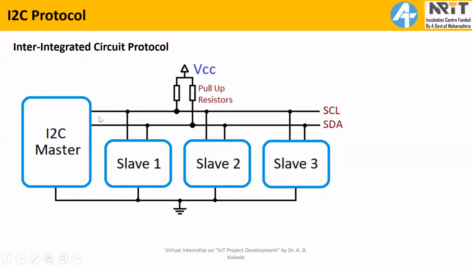The output of this I2C bus is open drain, so it requires a pull-up resistor. Without pull-up resistors, we cannot implement I2C protocol. So pull-up resistors are a must. The pull-up resistor value is usually 10K, and it is connected to VCC. VCC can be 3.3 volt or 5 volt. So in 7-bit addressing mode of I2C protocol, we can connect 2 raised to 7 devices.